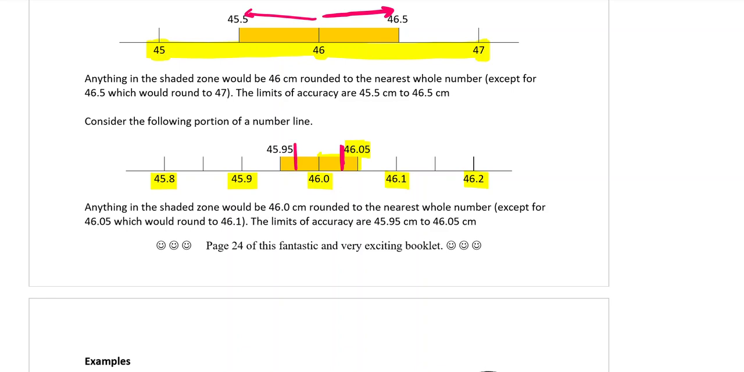Okay, so half times the 0.1 that the scale of that ruler is, means it's 0.05 up and down from the 46. So 46 plus 0.05 is 46.05. That could be the highest the measurement could be. Or if you take off the 0.05, it'd be 45.95. Anything between that could be the real measurement.